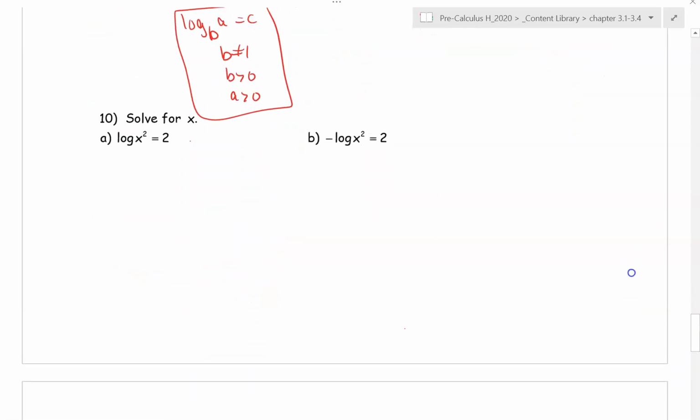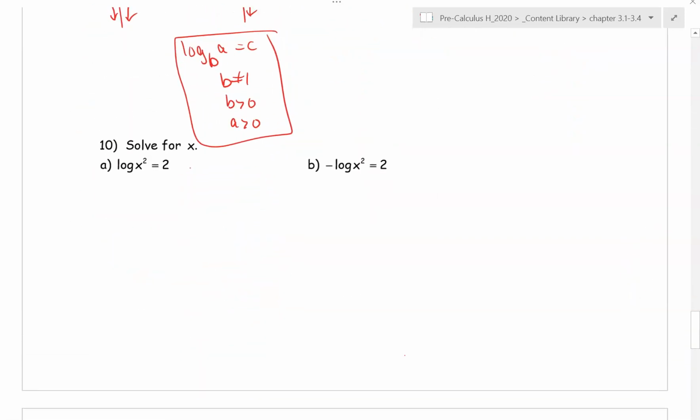Why don't we take a look at number 10, and we'll practice solving. Go ahead and pause the video and solve 10a. So before you solve, you might want to consider the domain. For 10a, the x can't be 0, but x can be positive or negative. So when you say x squared, right, so 10 squared equals x squared, we have plus or minus 10.